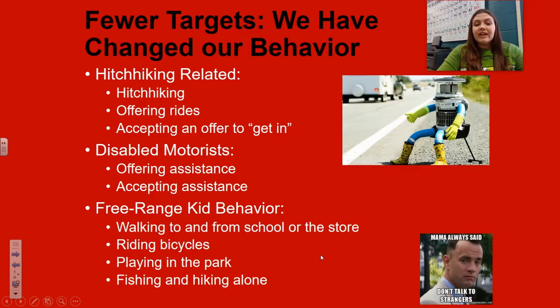So why are there fewer available victims? These kinds of things were very popular in the 70s and 80s. Hitchhiking. Everyone I know that's my mom's age was like, I hitchhiked everywhere.